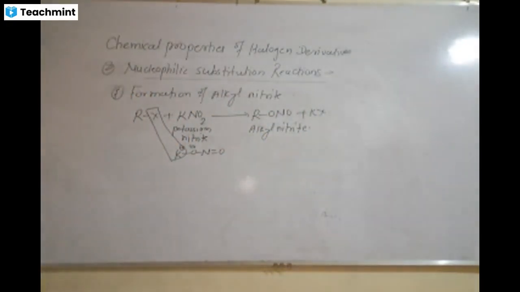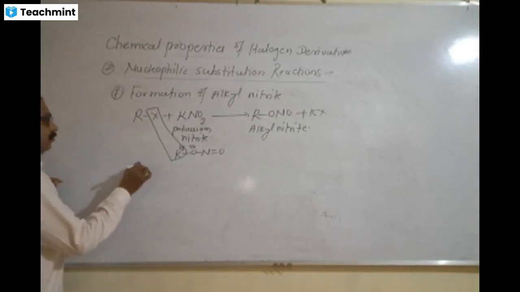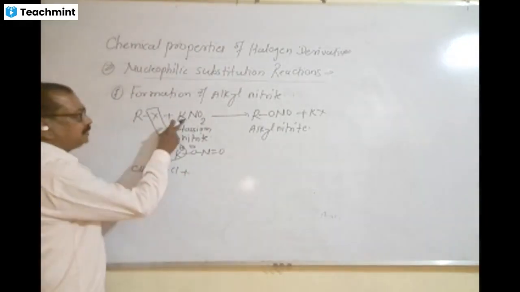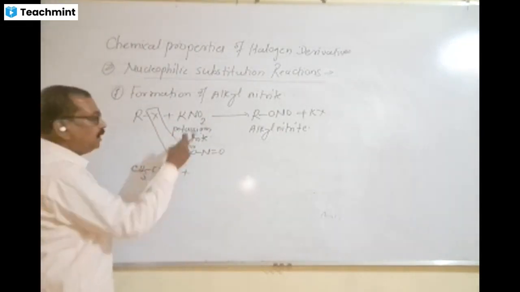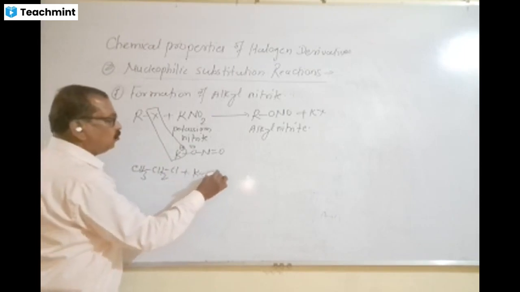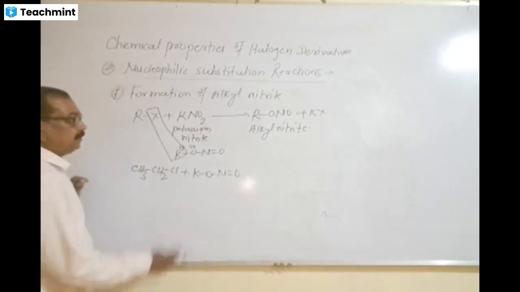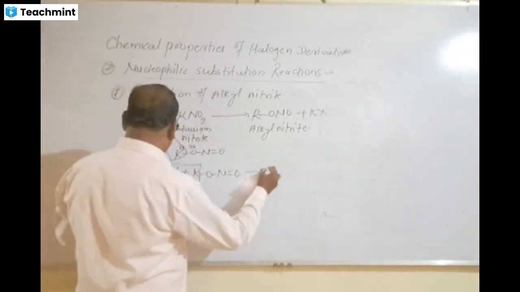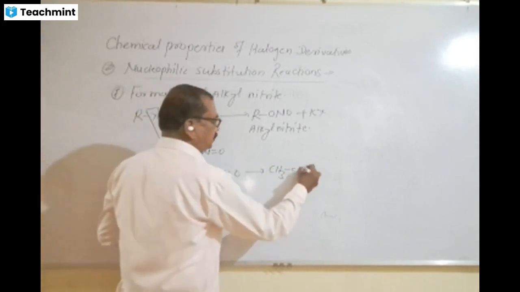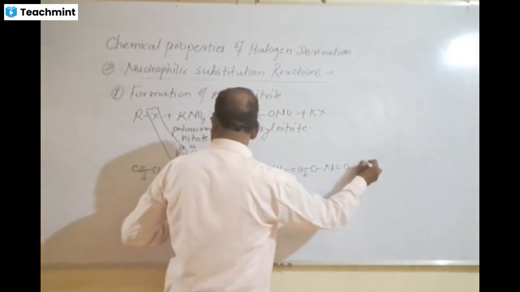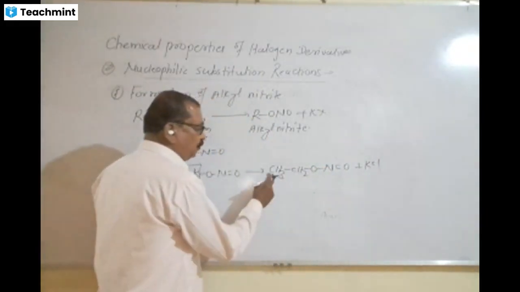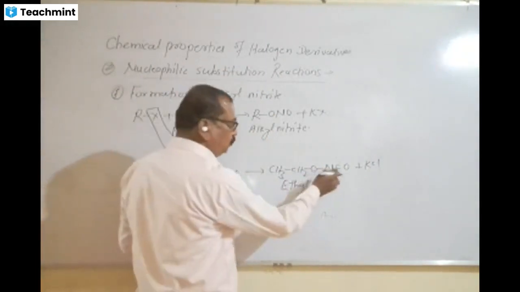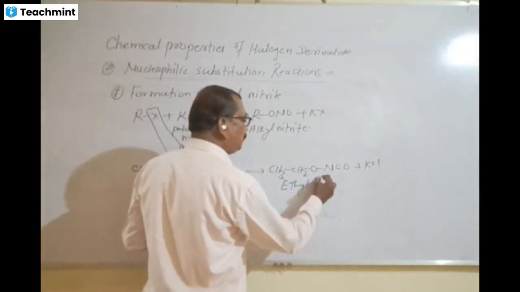Alkyl nitrite. For example, when CH3CH2Cl is treated with potassium nitrite KNO2, this formula can be written like this: KO-N double bond O, that is KNO2. Potassium and chlorine form potassium chloride, to form CH3CH2-O-N double bond O plus KCl. And the name of this compound: CH3CH2 group is ethyl group, and this ONO group, that is the NO2 group, is present, therefore nitrite.